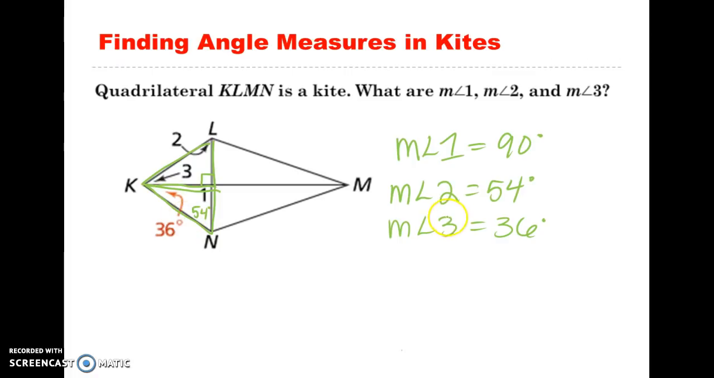Then to find the measure of angle 2, I first calculated 90 plus 36 plus what would give me 180. So I know this angle right here is 54, which means that the measure of angle 2, which is its corresponding angle in the other congruent triangle, has to also be 54 degrees.